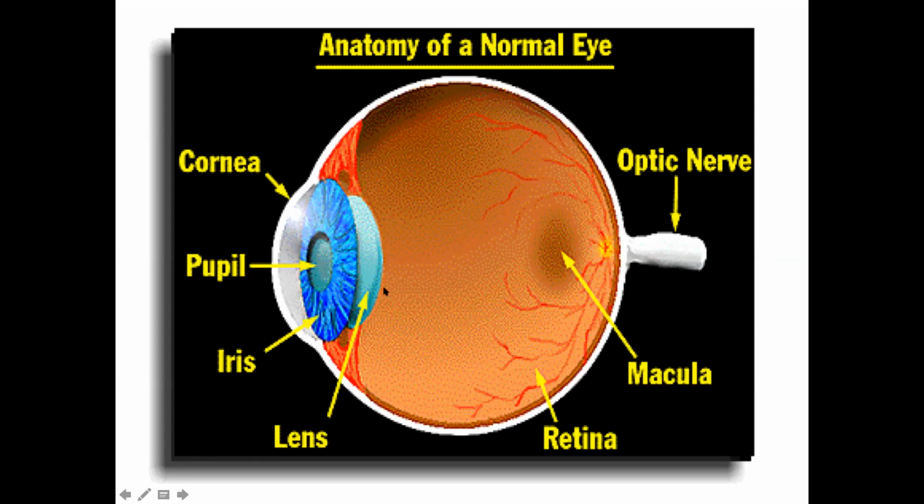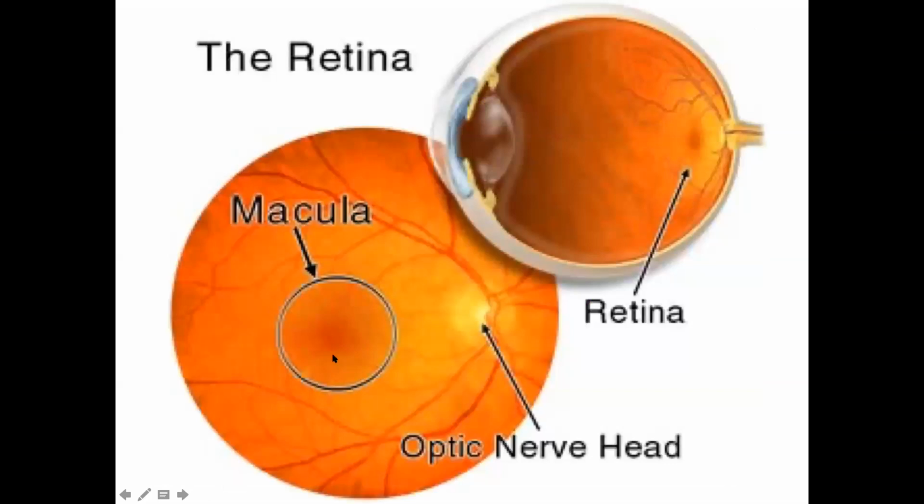So the eye is similar to a camera. You have your focusing in the front of the eye. The image gets focused on the retina, which is the film of the camera, which lines the inner surface of the back of the eye. And then the image is brought to the brain, as I said, through the optic nerve.